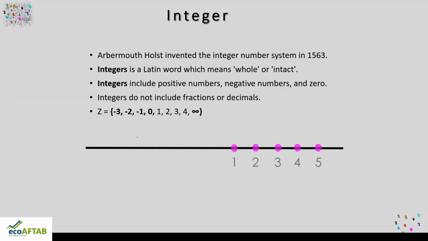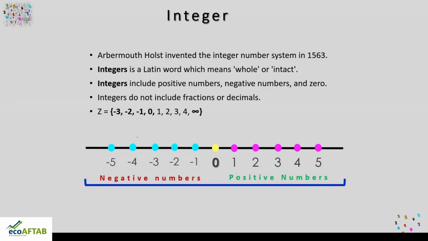So on the number line, these are our positive integers, which are also called natural numbers. Now this set has become the set of whole numbers along with 0, and when we bring into the picture the negative numbers, we are into integers. So a set of positive numbers and negative numbers along with 0 are called integers. So this is the way number systems have evolved. The different types of numbers have come into the picture. So Abermarth Holst was a person who invented integers.